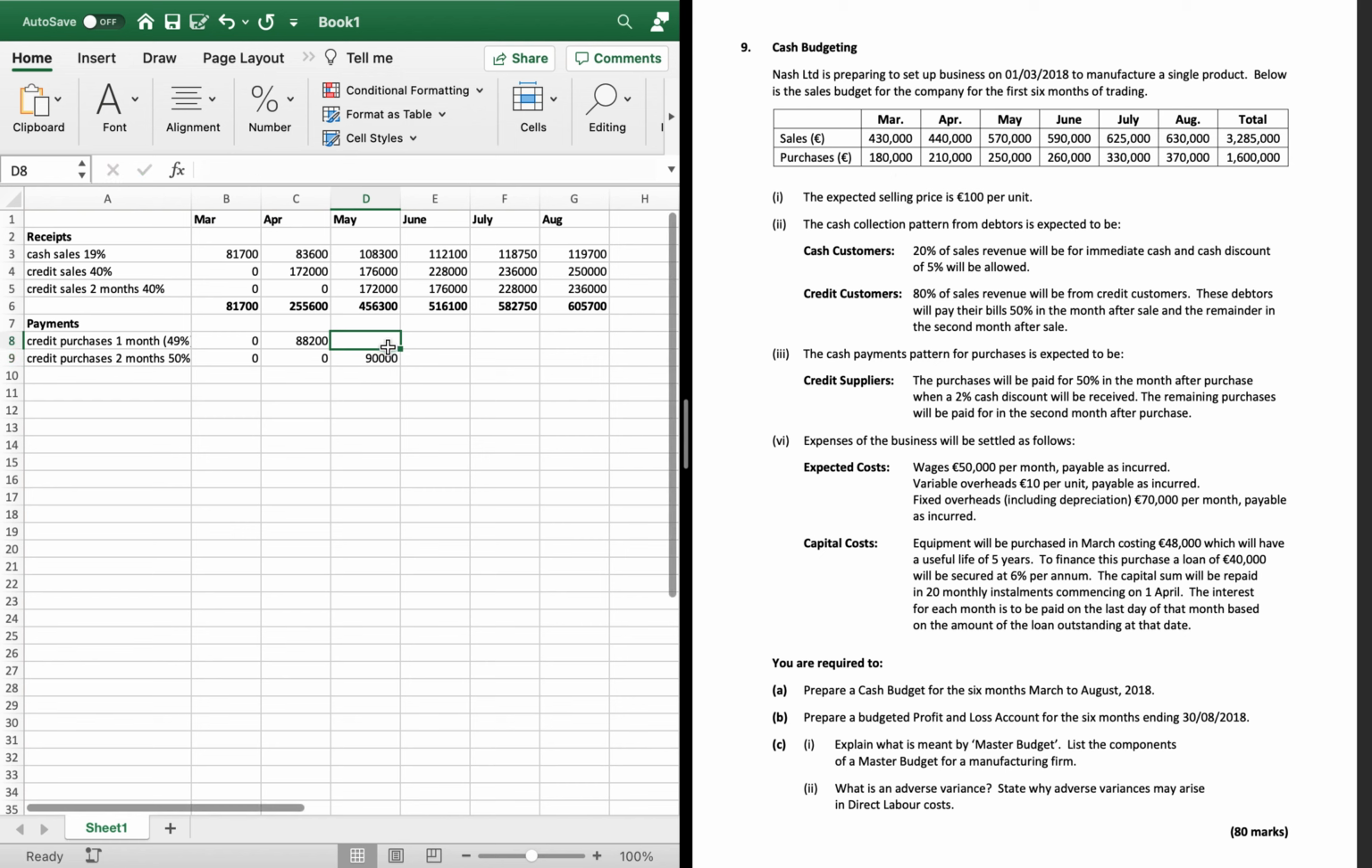The 210 from April is going to be paid in May and June, so 49%. The 210 in May, and June 50% is 105,000. Then we have the 250 from May. It's going to be paid in June and July, so 49% in June, and 125 in July, and then July is 330.